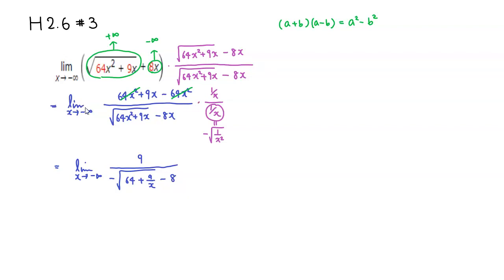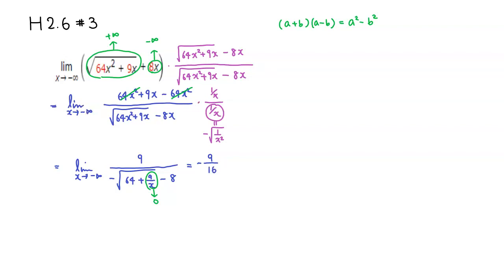Now we know where these go. As x approaches negative infinity, 9 over x approaches 0, so those go away. What you get is 9 on top, and on the bottom the negative square root of 64, which is negative 8, minus 8, so it's negative 16. So negative 9 over 16.